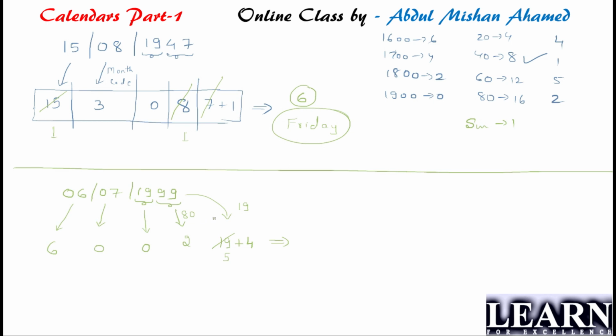Either you can add 19 and 4, or you can take it as it is. So what I'll do is add this 19 and 4. 19 plus 4 is 23, guys. So if I divide by 7, what is left out? 7 times 3 is 21, left out is 2, right?